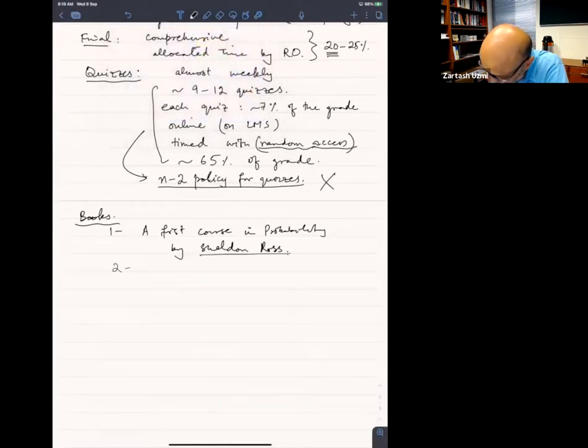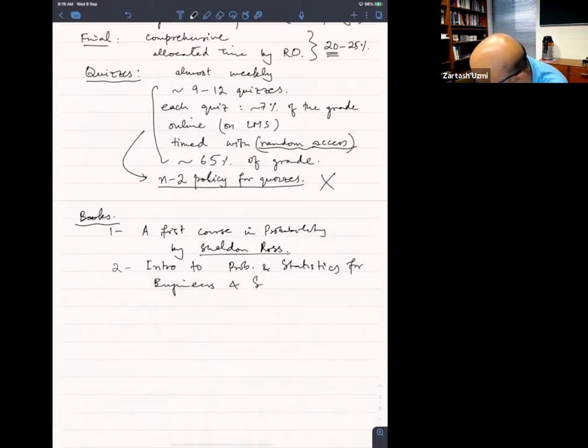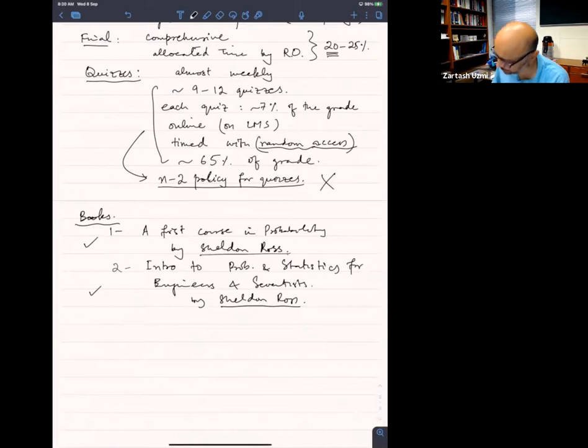This one is better. The second book that we are going to use is Intro to Probability and Statistics for engineers and scientists. This is also by Sheldon Ross. Very well written books, both of them. Reasonably well read. There are some topics that require more attention, but we will go over those anyway.